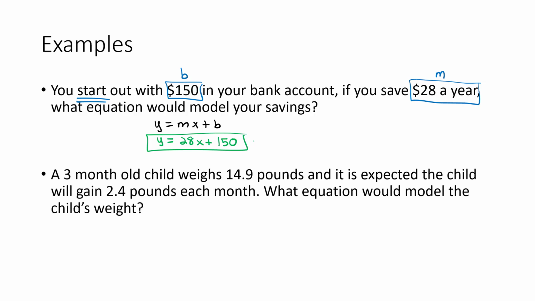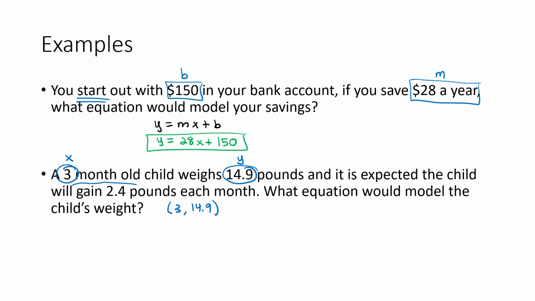Contrast that with this example. Here we have a 3-month-old child who weighs 14.9 pounds. And it's expected that he's going to gain 2.4 pounds each month. What equation could model the child's weight? Well, here we don't know what weight the child started at. We know that at 3 months, he weighed 14.9 pounds. We combine that with an x and a y. At 3 months, he had 14.9 pounds. We have a point, (3, 14.9).